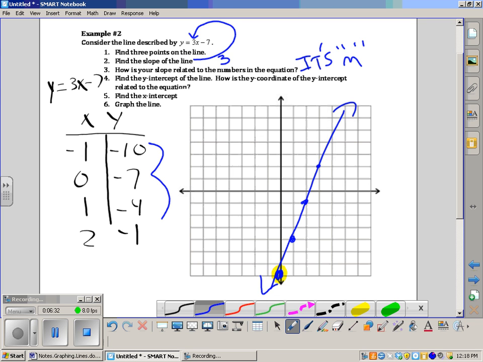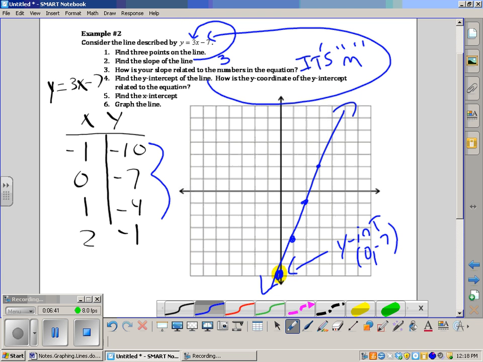Find the y-intercept of the line. That's easy to answer. That's -7. This is the y-intercept, 0, -7. Perfect. How is the y-coordinate of the y-intercept related to the equation? Well, it's the b term.